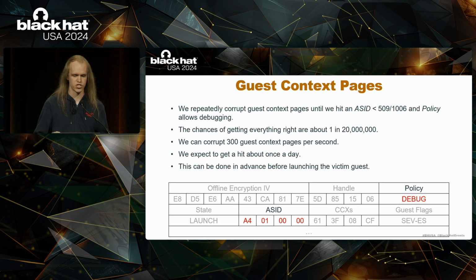What's really nice, though, is that we can actually do this before we launch the victim guest. So we just need a guest context page to point to some other guest. We don't need that guest to be already running. And so we don't need our victim guest to stay around for a whole day while we hammer the firmware. And we can actually do this well in advance. And once we've done that, we can actually use the same corrupted guest context page for multiple guests if they happen to use the same address space identifier as the one that's in the guest context page here.